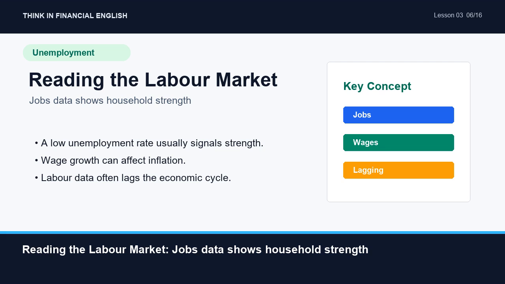The unemployment rate helps us understand the labor market. A low unemployment rate usually signals a strong economy. But if wage growth is too strong, it may add inflation pressure. Employment data is often a lagging indicator because companies usually change hiring after the economy has already turned. Unemployment often reacts with a delay. Companies may wait before hiring or firing, so labor data can confirm a trend that started earlier.